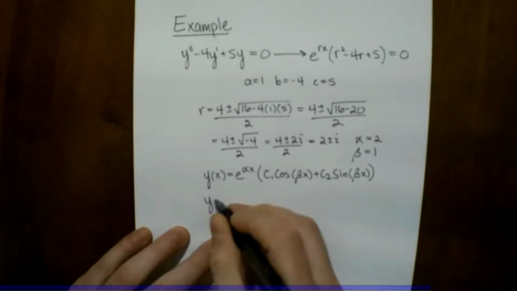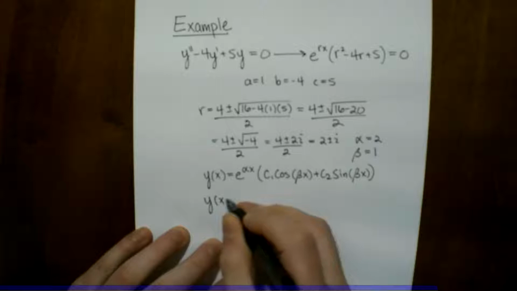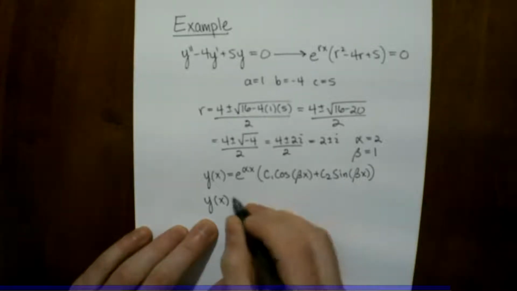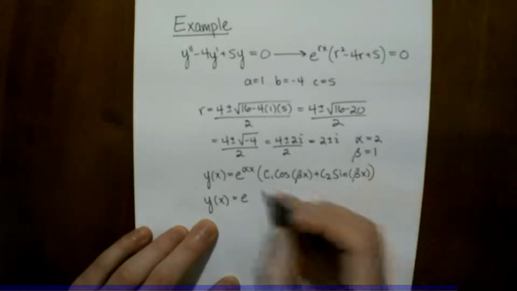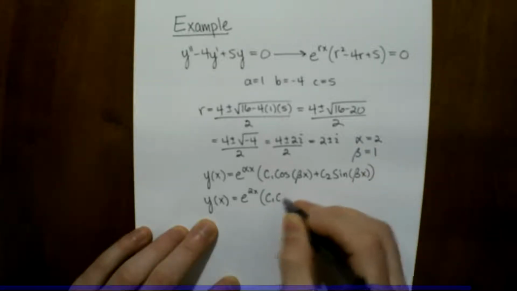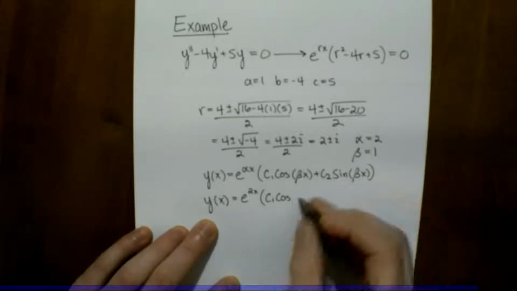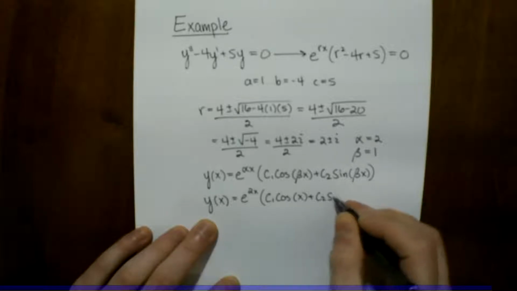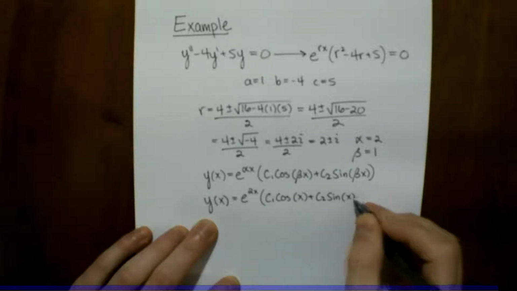And we can then say that the particular solution, I'm sorry, not particular, but the form that y of x will take will then be e to the 2x times the quantity c1 cosine of, well, beta is just 1, so then the cosine of x, plus c2 times the sine of x.